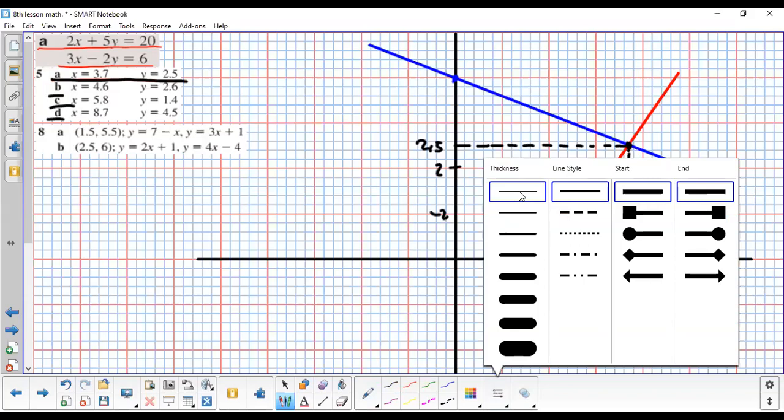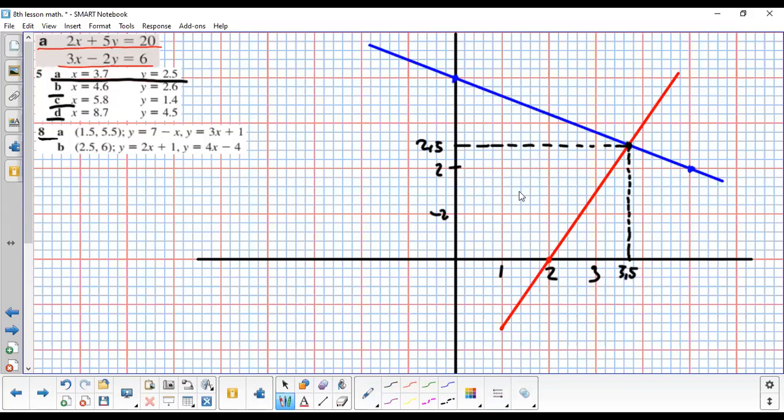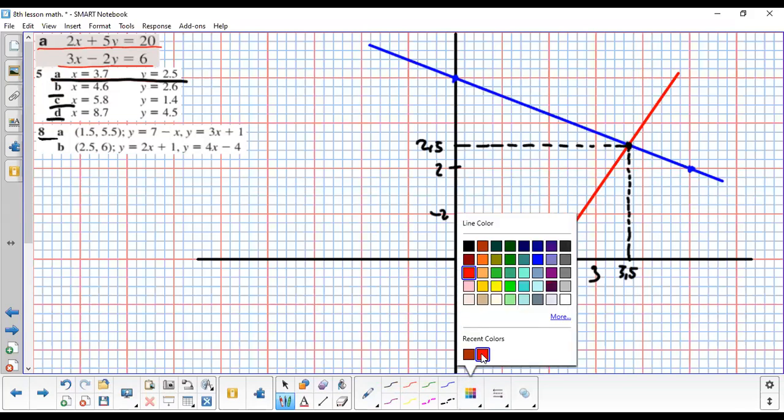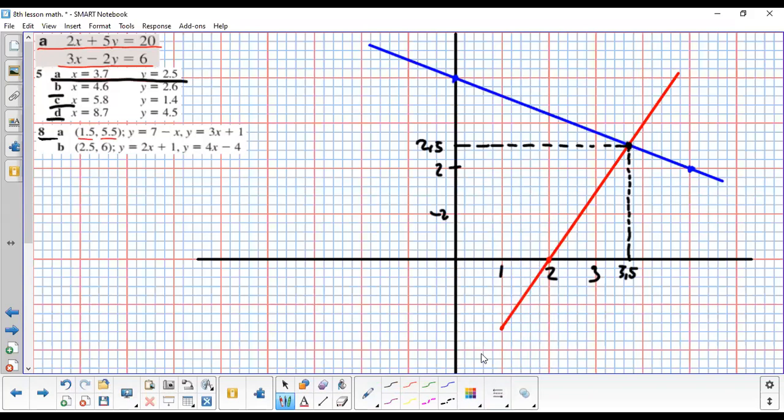Now, this was the answer for question 8. For question 8, what we have is 1.5 and 5.5. Actually, there were some points. If you draw the points, you will obtain 2 lines in question A and 2 lines in question B. If you draw them right, then you will see that the answers are 1.5, so they intersect at 1.4, and 5.5.